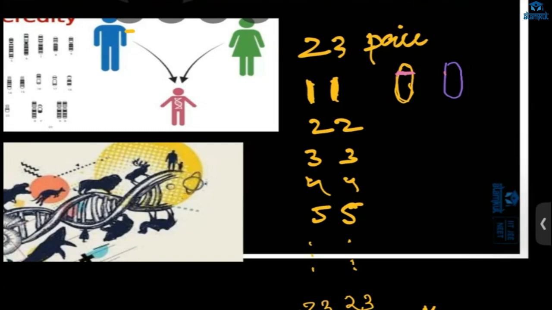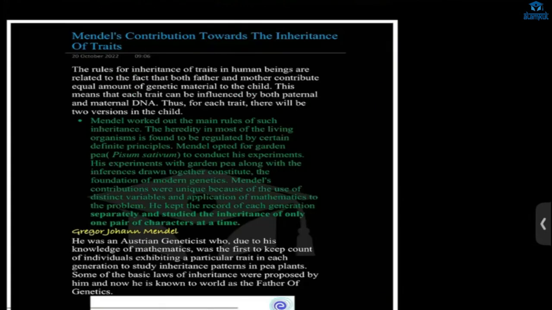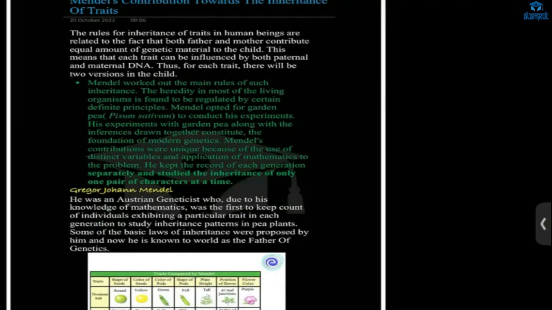Suppose the earlobe coding trait is here in chromosome number 1, the locus is here. So this individual is getting A from the mother and small a from the father. What will happen? What type of character will he have? Will he have the free-lobed character? Free lobed. Yes. Correct. Good.